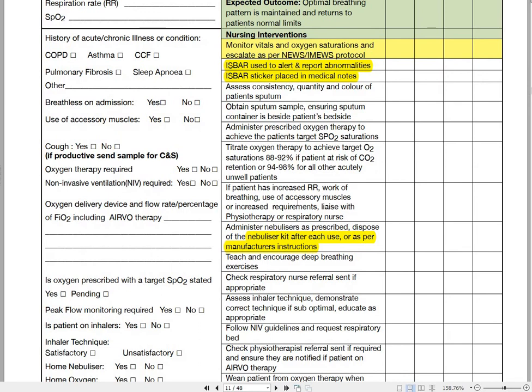If a patient has increased respiratory rate, work of breathing, use of accessory muscles or increased requirements, liaise with physiotherapy or respiratory nurse. Administer nebulizers as prescribed. Dispose of the nebulizer kit after each use or as per manufacturer's instructions. Teach and encourage deep breathing exercises. Check respiratory nurse referral sent if appropriate. Assess inhaler technique. Demonstrate correct technique if suboptimal. Educate as appropriate.